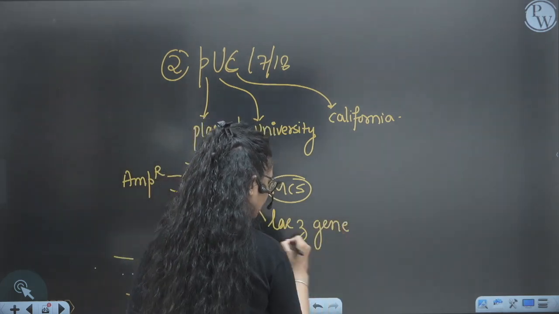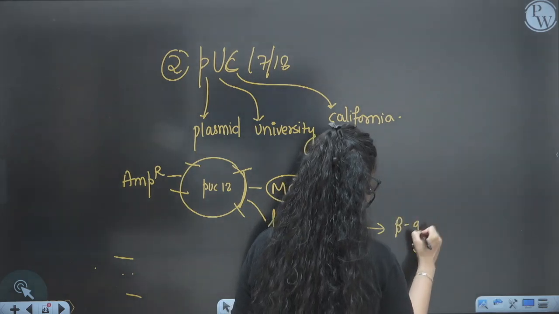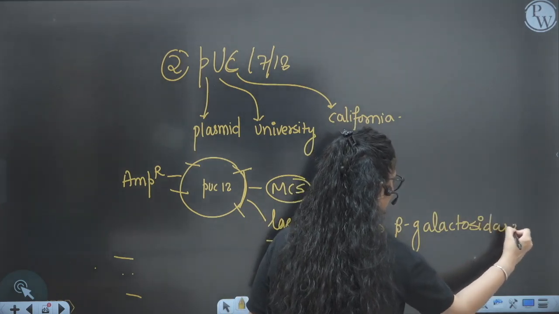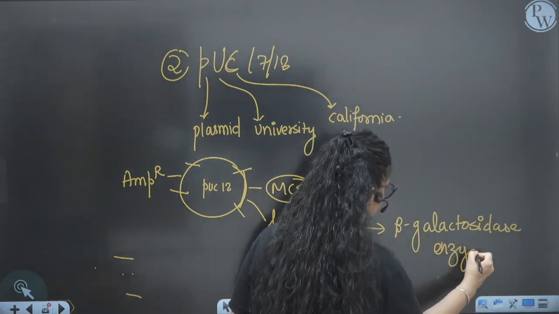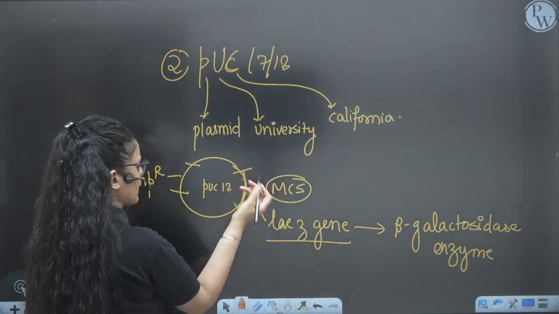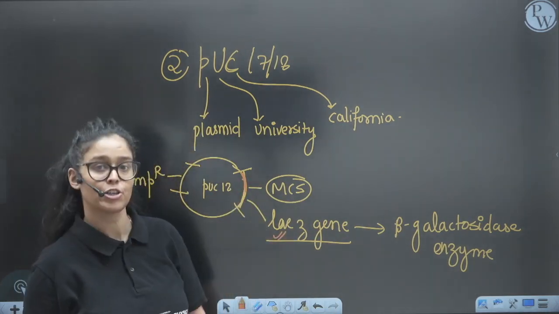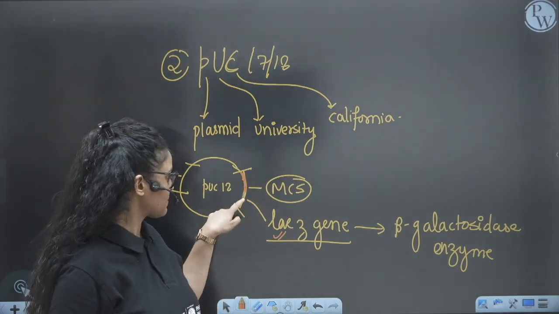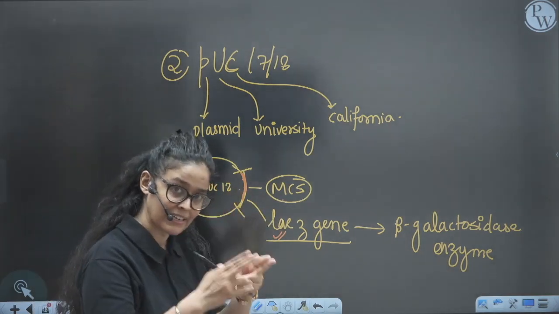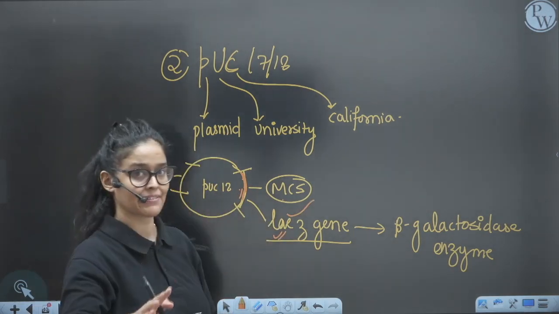And the lacZ gene is translated into the beta-galactosidase enzyme. This gene is responsible for the beta-galactosidase enzyme. So what we do in this condition: suppose we have cut our gene of interest with the help of EcoRI. So we will destroy the lacZ gene in the recombinant DNA, because our cloning site is present within the lacZ gene. We will cut it with the enzyme and paste our gene of interest here, so that the lacZ gene will get inactivated, right?